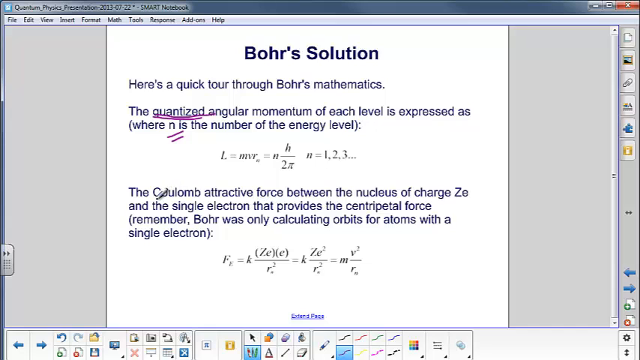The Coulomb attractive force between the nucleus, which has a charge of Ze, where Z is the atomic number, which tells you how many protons there are, and the single electron provides a centripetal force. Now remember, we're talking about atoms that only have one electron, so helium would have had to be ionized and lost one of its electrons. So we have Coulomb's law, k Q Q over r squared. One charge is the nucleus. This is the single electron. Calculate it out, and the Coulomb force is m v squared over r sub n. That's providing the centripetal force. So we have k Z e squared over r squared equals m v squared over r sub n. That's the right side of Newton's second law for centripetal acceleration.